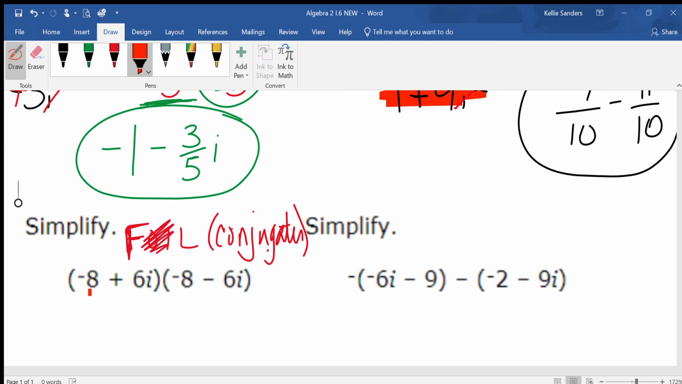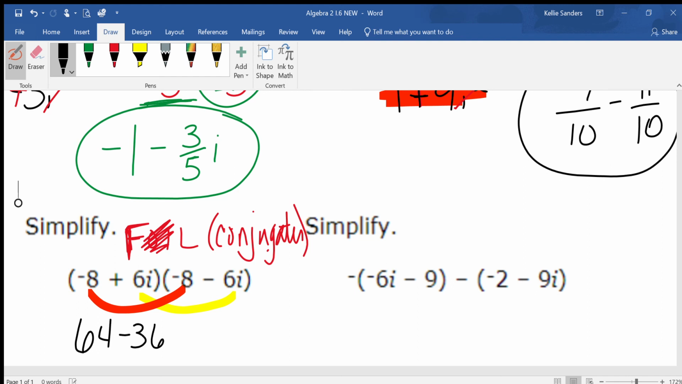You can just do the first to the first and the last to the last and simplify. Negative 8 times negative 8 is 64. 6 times negative 6 is negative 36, but both of them have I, so it's I squared. The I squares are going to cancel out, and that's going to make it a positive. And 64 plus 36 is 100, and you're finished.